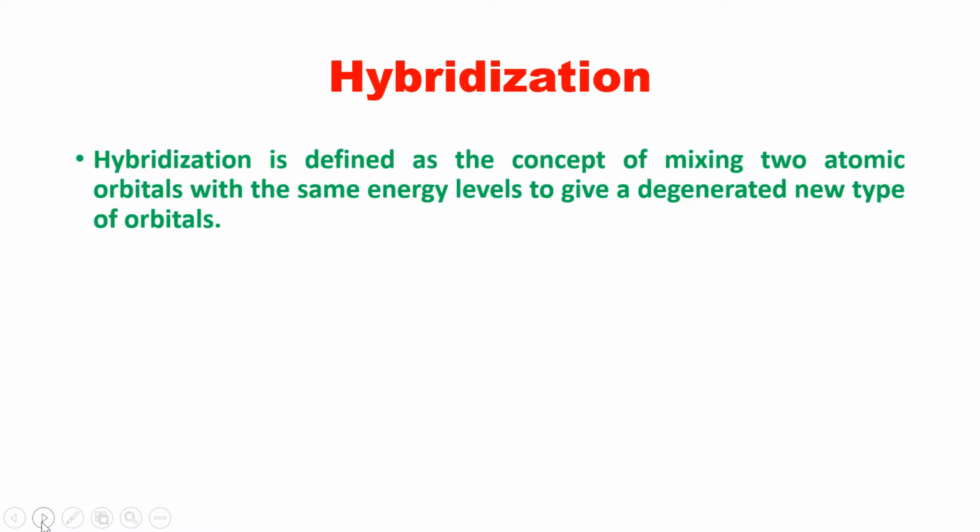Now let us understand what is firstly a hybridization. Hybridization is the concept of mixing of two atomic orbitals with the same energy level to give degenerate new type of orbitals. Degenerate means giving the same energy level of orbitals. And here two orbitals are mixed, orbitals like s, p, d, f. So there are certain kinds of orbitals and these orbitals get mixed.